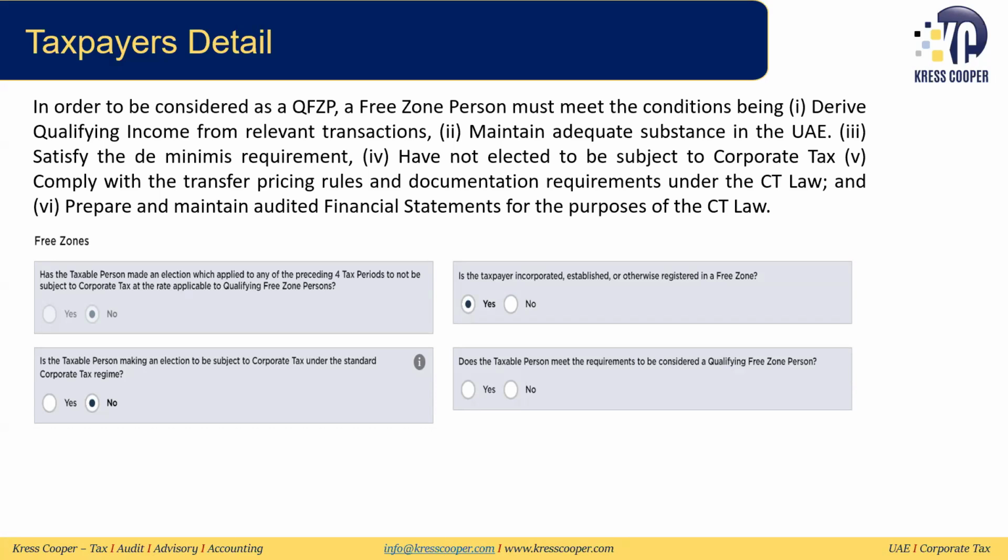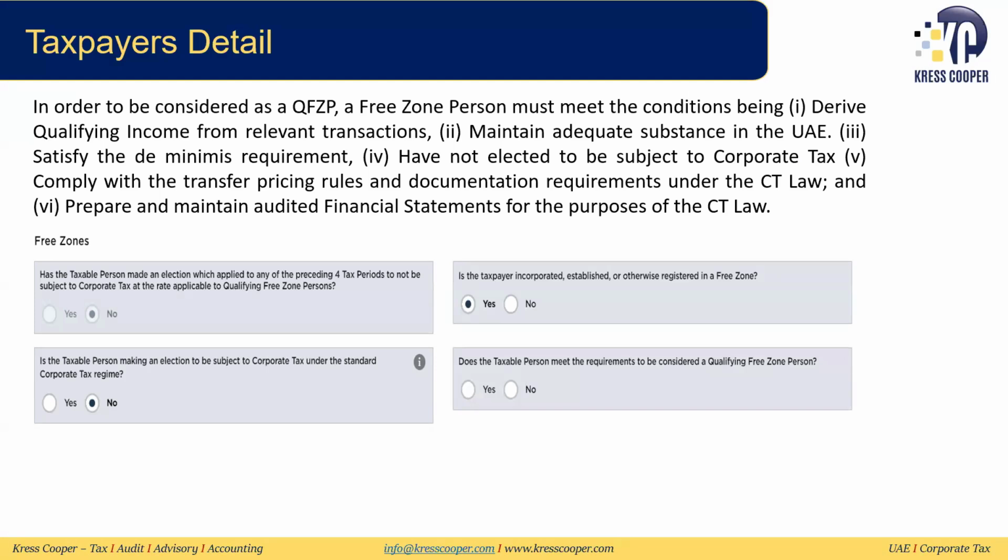And we have to maintain the de minimis requirement, which is 5% of revenue or 5 million, whichever is lower. So we have to maintain that as well. We have to not elect to be subject to the normal corporate tax regime. We have to comply with the transfer pricing rules and documentation. You have to prepare and maintain audited financial statements for the purpose of corporate tax. So if you're meeting all these conditions, then only you will be choosing yes, otherwise no.